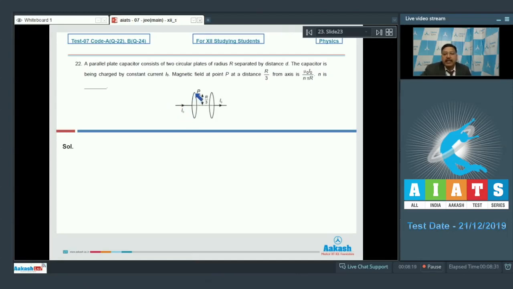Now it turns out that the total displacement current between the plates of the capacitor will be the same as the conduction current I0. And if we consider a circle of radius r by 3 only, the displacement current ID passing through this circle of radius r by 3 will be the total displacement current, which is I0, the same as the conduction current, multiplied by the area of this loop divided by the total area, applying the unitary method. So the value of ID is going to be I0 into (r by 3) whole square divided by r square, which is simply I0 by 9.